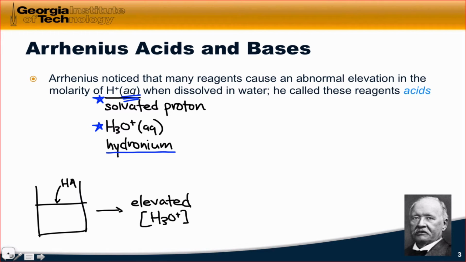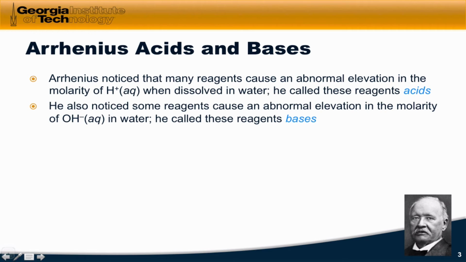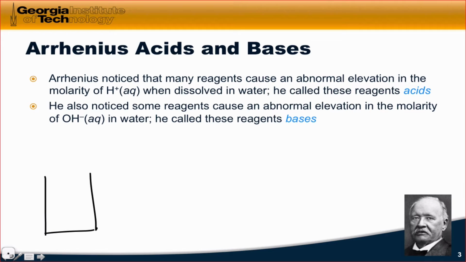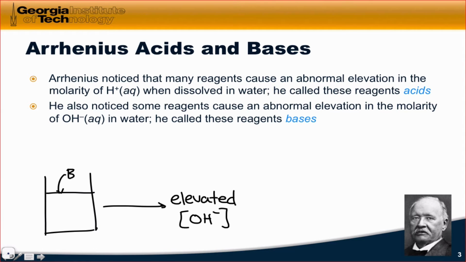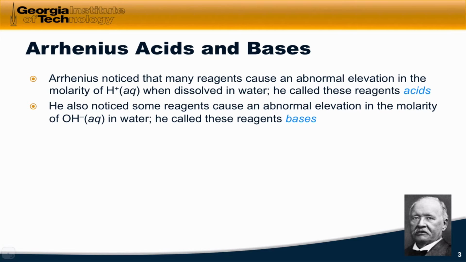He called these reagents acids. He also noticed that some reagents caused an abnormal elevation in the concentration of the OH- anion in water. He called these reagents bases. So when we add a base to water, that causes an elevation in the molarity of hydroxide, OH-. Hydronium and hydroxide are structurally related to water. In fact, they differ from water only by the presence or absence of one proton. And as it turns out, these species, hydronium and hydroxide, are very important for the behavior and properties of water.